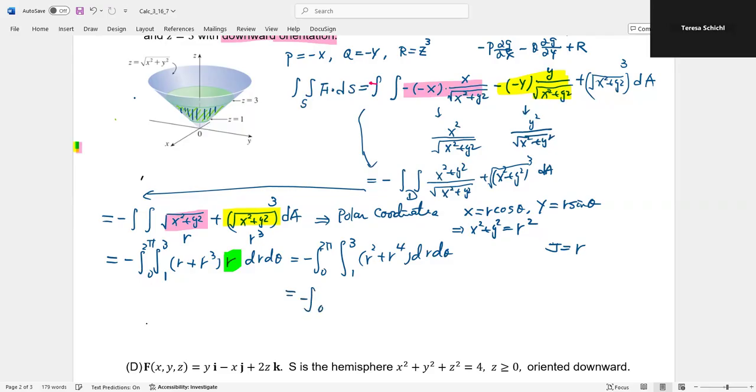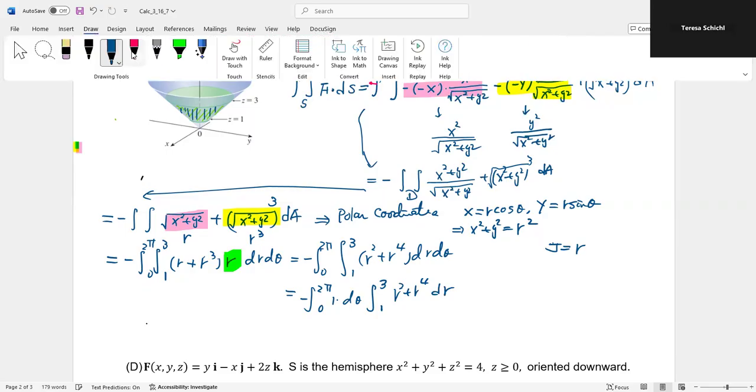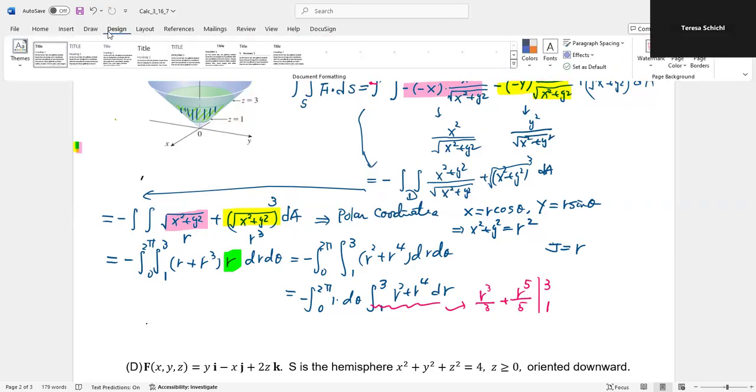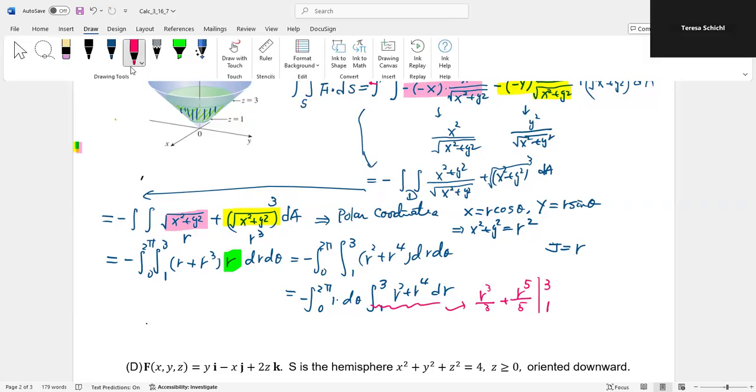So you can just take the 2 pi and move it here. This is 1, d theta. Then this is 1 to 3, r squared plus r to the fourth, dr. So this one is very easy. This integration will just be r cubed over 3 plus r to the fifth over 5. Then you put in the upper bound and the lower bound, right?